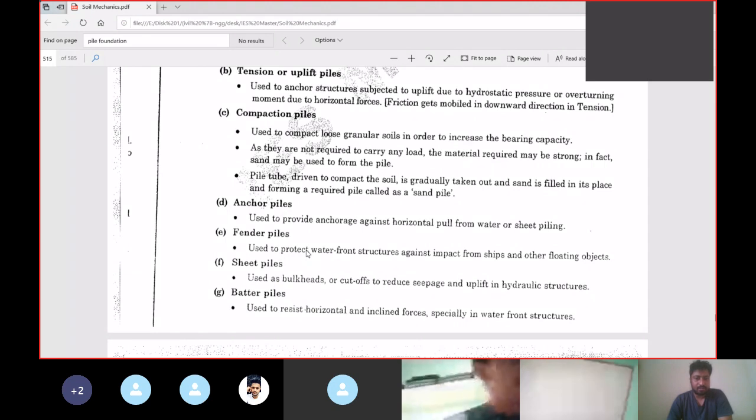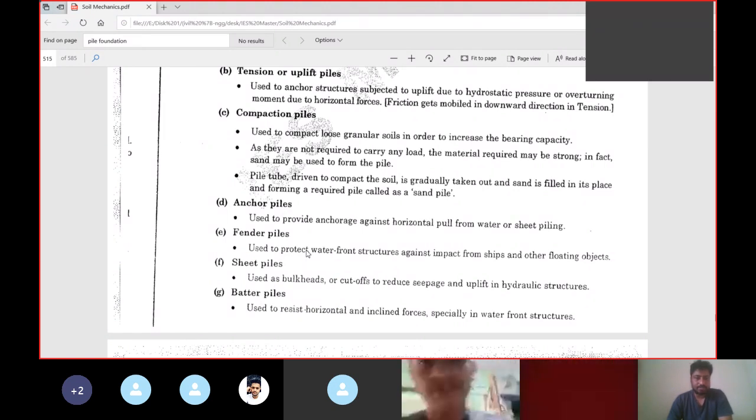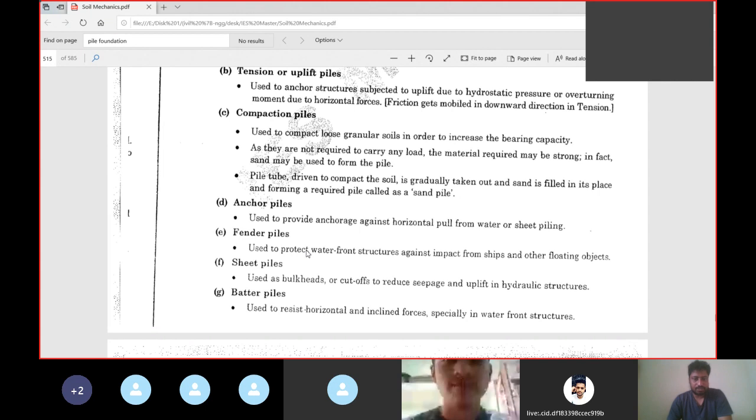Now, as they are not required to carry any load, the material required need not be strong. In fact, sand may be used to form the pile, right? So, compaction piles basically are not taking any sort of load above them. So, their material also may not be that strong. So, in this case, we are using sand to form the pile, right? And that sand is basically compacted to compact the nearby area of ground.